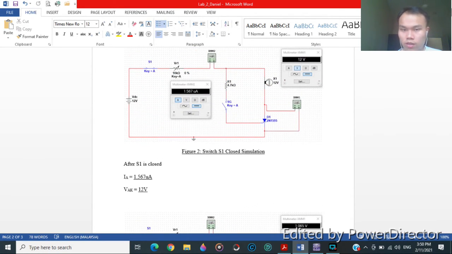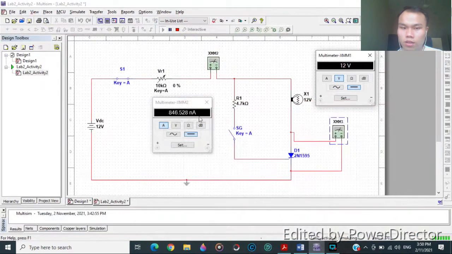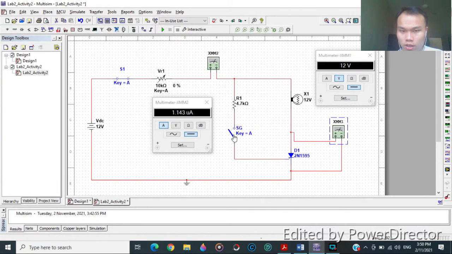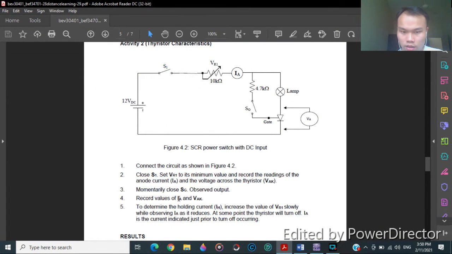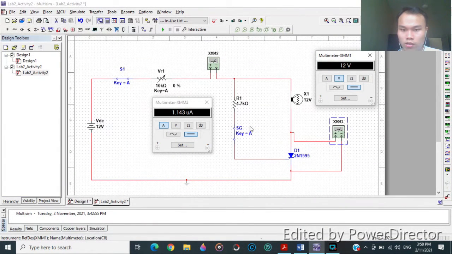After the voltage setting, it's going to be 1.567 microampere. Let's set it after a while. So it's 1 point something already. After that, we're going to close S2. Then we're going to see the value. Then we're going to determine the holding current. Okay, close S2.